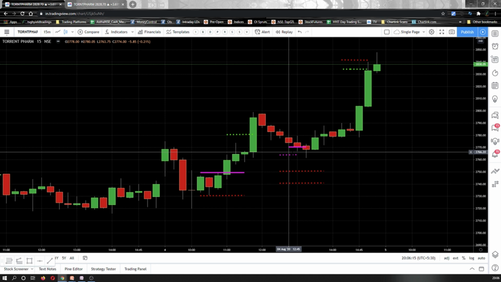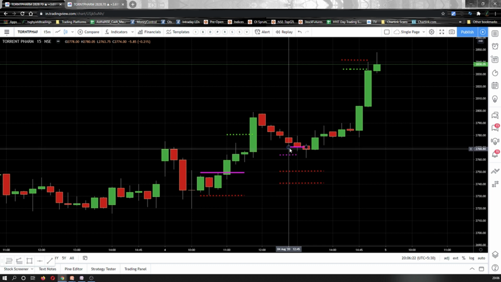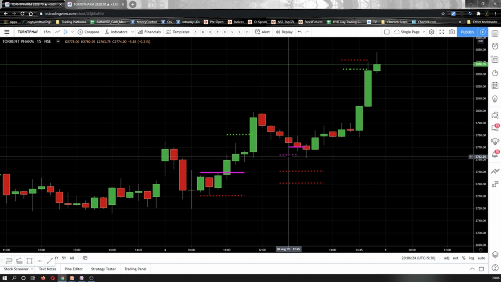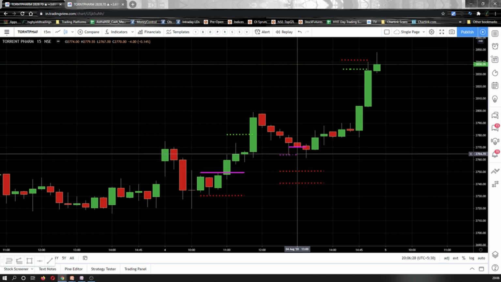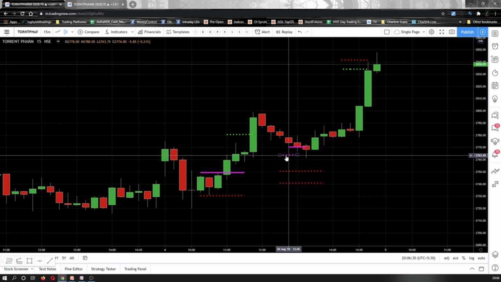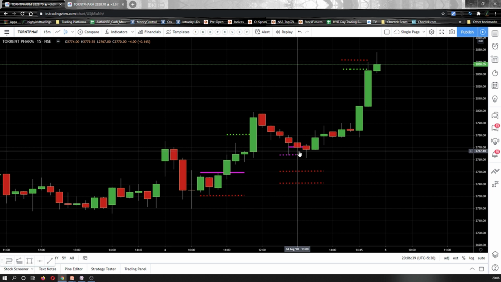So in this case, this was the support zone according to my technicals. Now see the 1245 candle. When the 1245 candle ended, it gave me a long wick here. It was never able to breach this particular support level and come down. So that gave me the confirmation that Torrent Pharma will again go up.